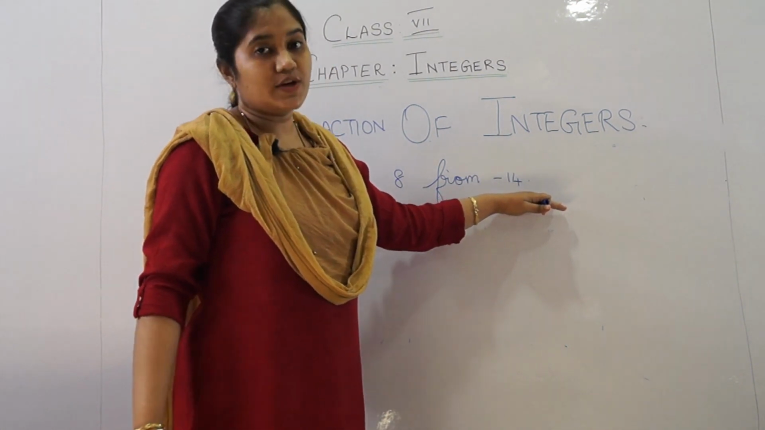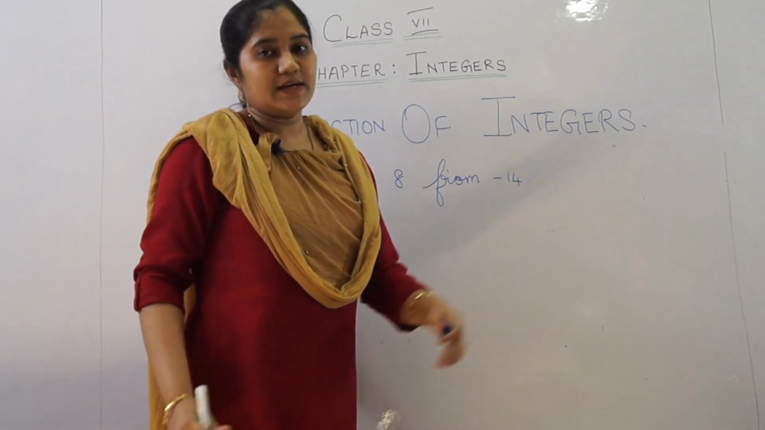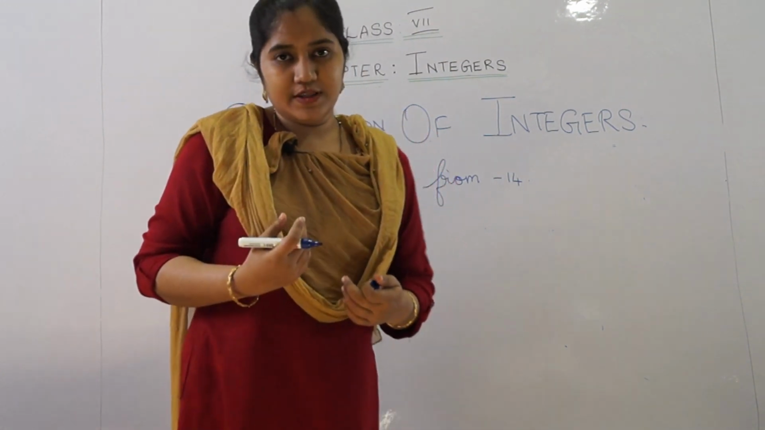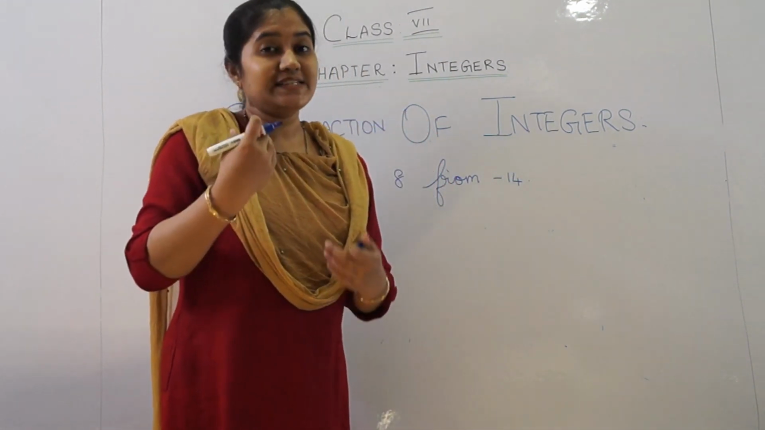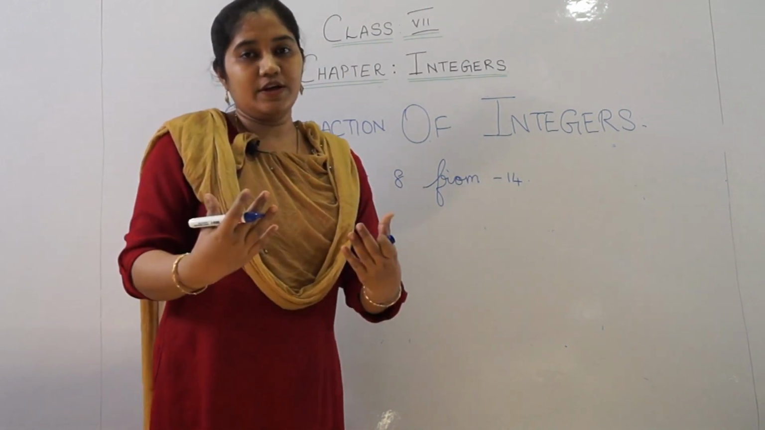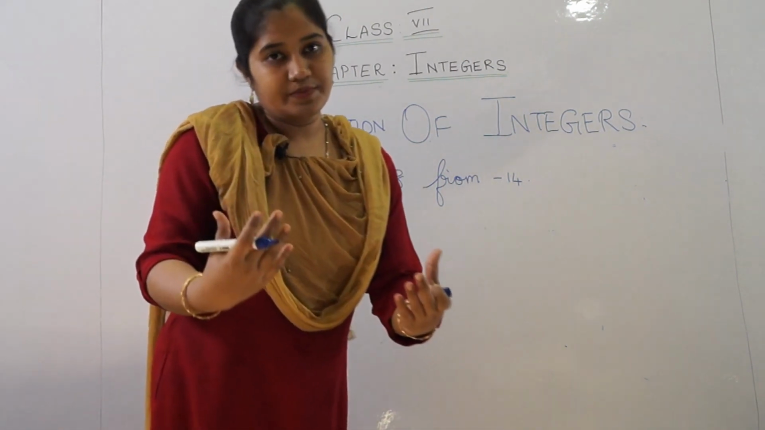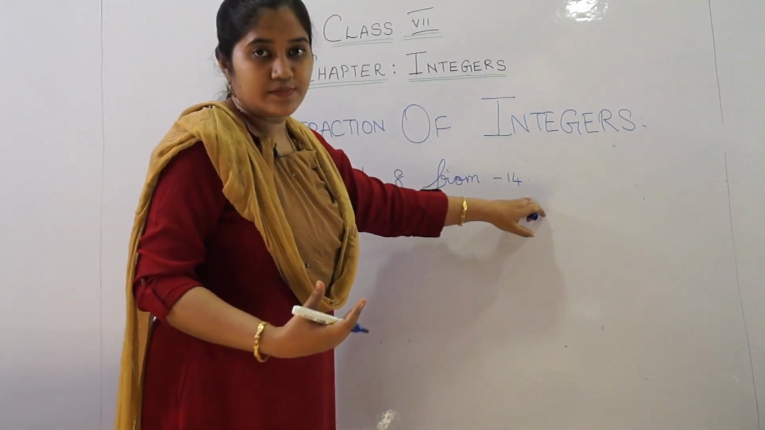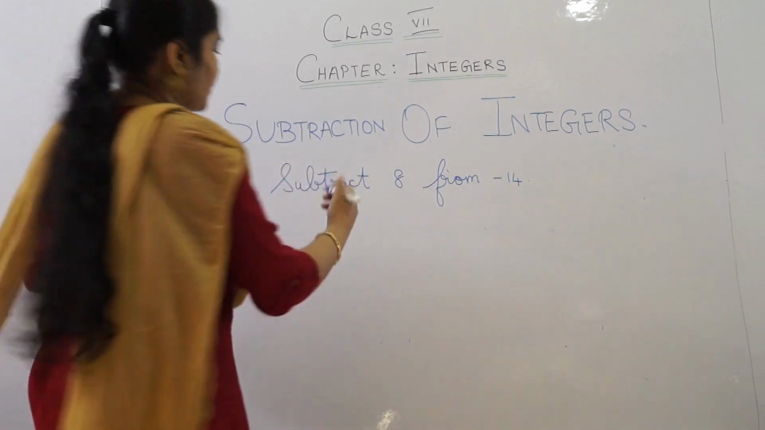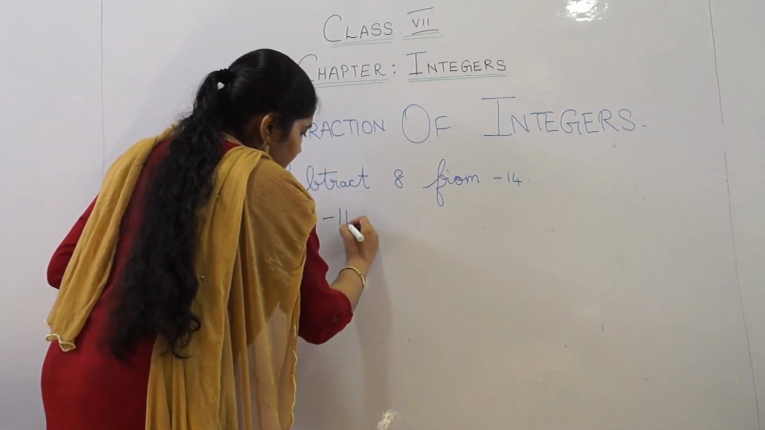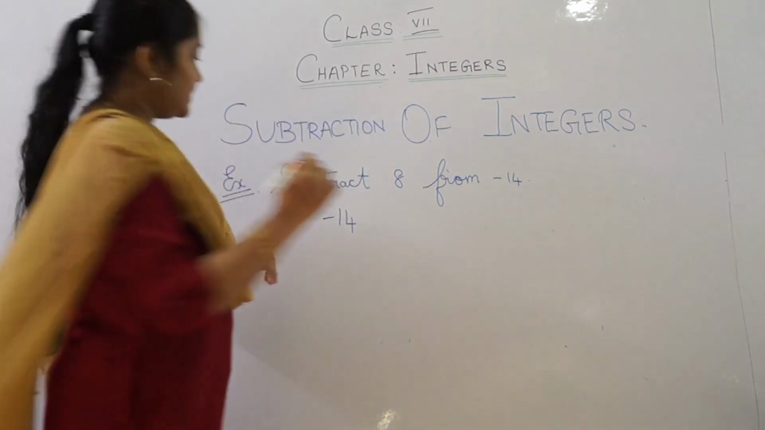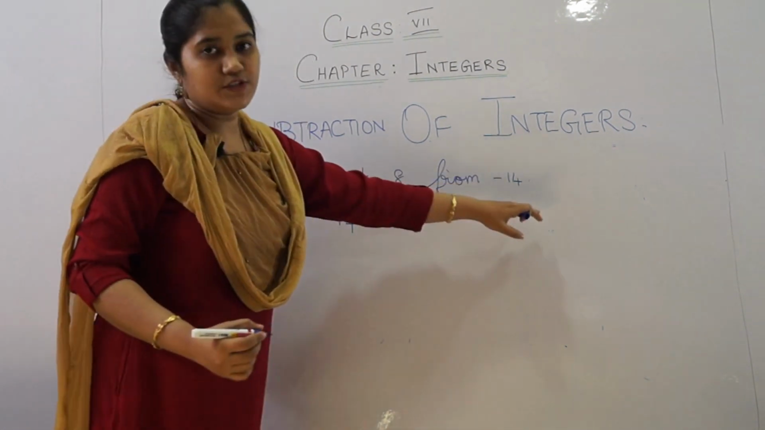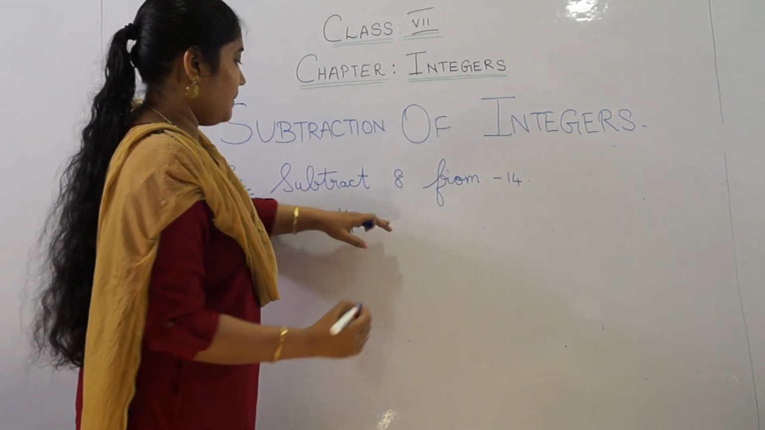So which number should come first? Practical example: if I say take 2 pens from me, that means you have to come and take 2 pens from me. So I am the donor. Similarly here, subtract 8 from minus 14. So minus 14 will be your donor. Subtract means the negative sign, right? Subtract 8 from minus 14. So this means minus 14 minus 8.